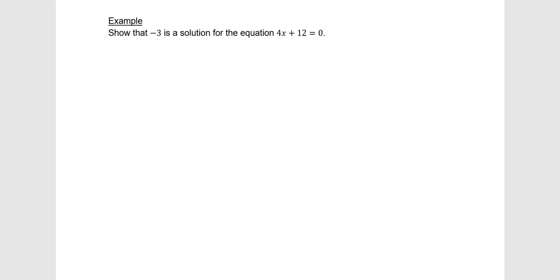So let's show that -3 is a solution for 4x plus 12 equals 0. This means we need to show that when we plug in -3 for x and simplify, we get a true statement. So let's plug in -3 for x here. And we're going to show that the left-hand side of the equation equals 0. Simplifying this, we get -12 plus 12 equals 0. And -12 plus 12 is 0. So we get 0 equals 0, which is a true statement. So that means -3 is a solution.